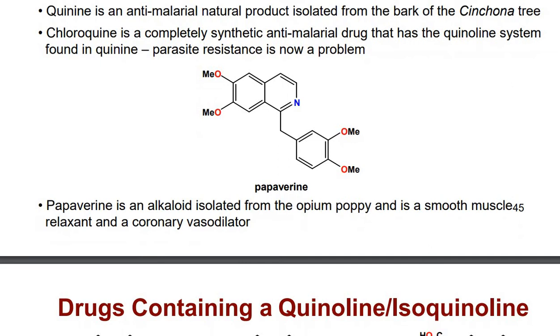Papaverine is an alkaloid isolated from the opium poppy and is a smooth muscle relaxant and coronary vasodilator.